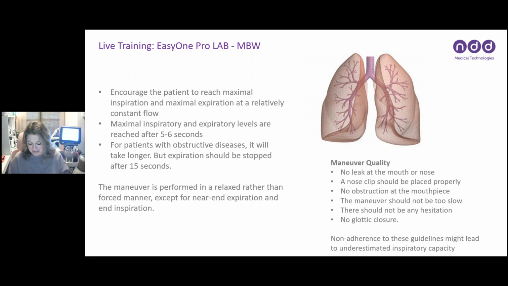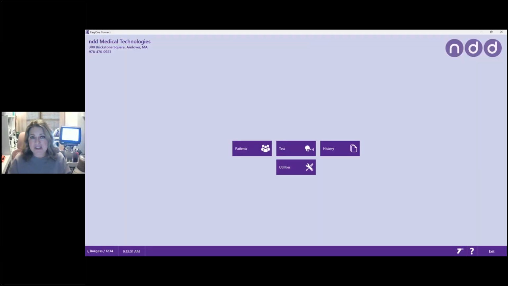All right, I am going to go ahead and swap my screen over to the EasyOne Connect software. I want to make sure we focus on multiple breath washout, but I also did want to go into the SVC maneuver just to do a quick demonstration. I'm going to do both the IRV and the ERV methods so that you can see the difference in the coaching messages on your screen.